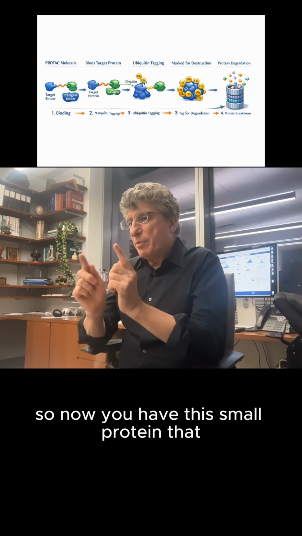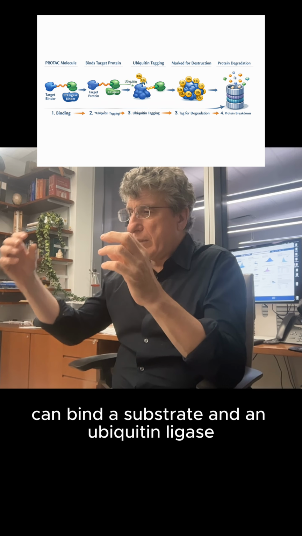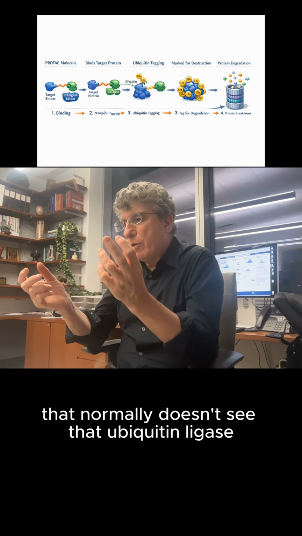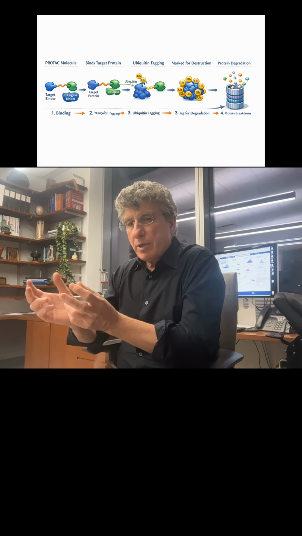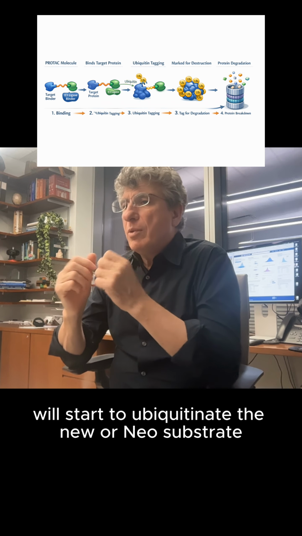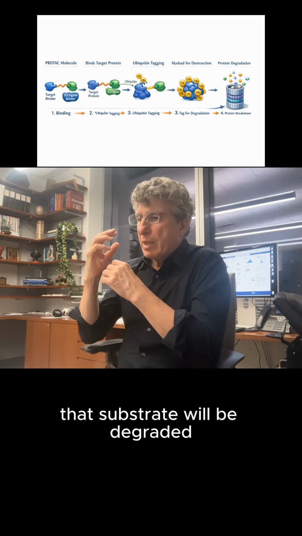So now you have this small protein that at the same time can bind a substrate and an ubiquitin ligase, and artificially brings together a substrate that normally doesn't see that ubiquitin ligase, and vice versa. Once they are together, the ubiquitin ligase will start to ubiquitinate the new, or neo, substrate, the neomorphic substrate. That substrate will be degraded.